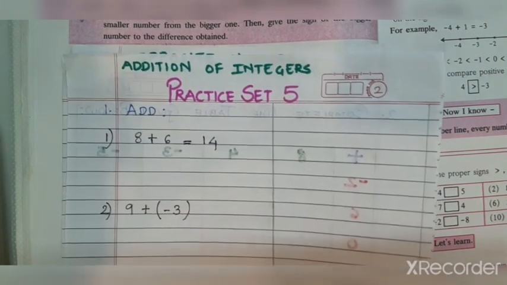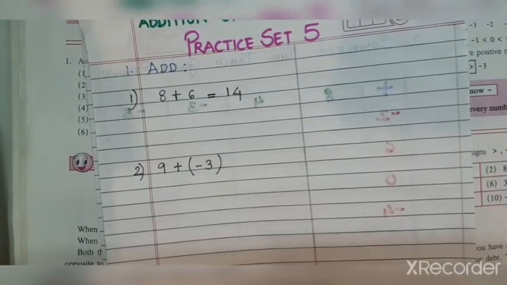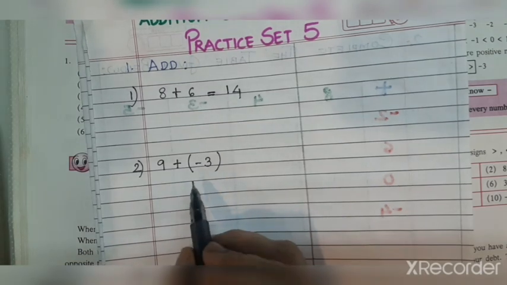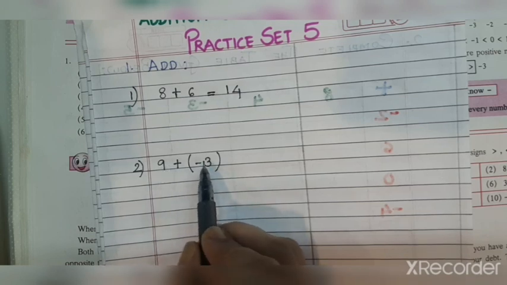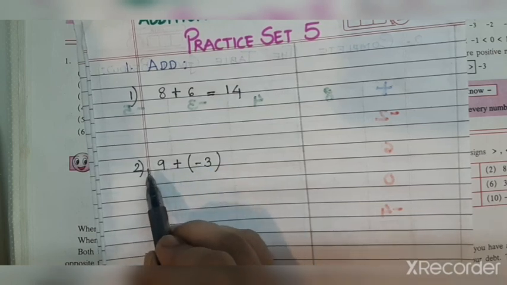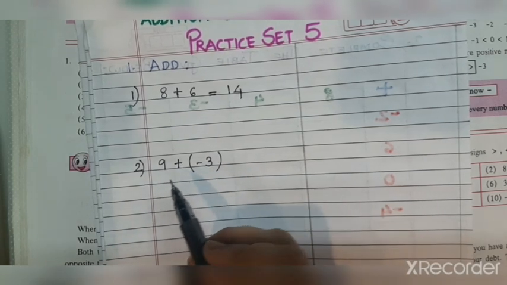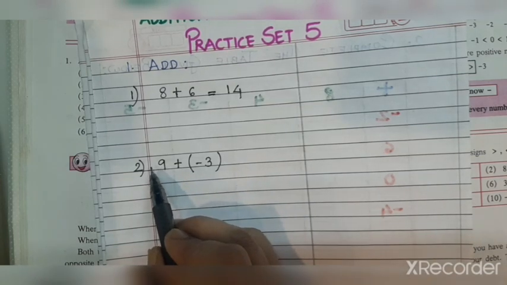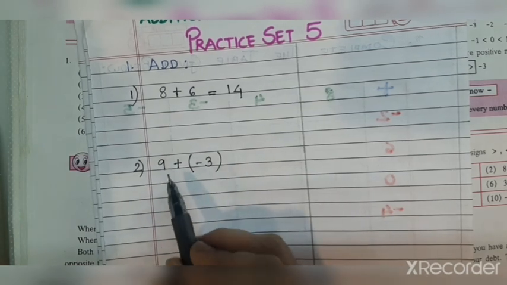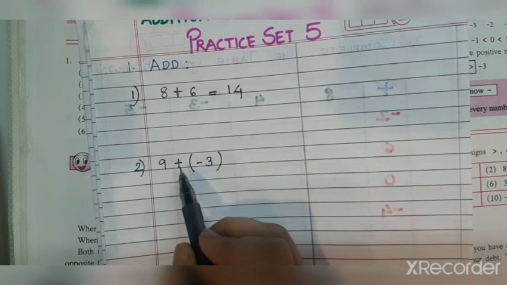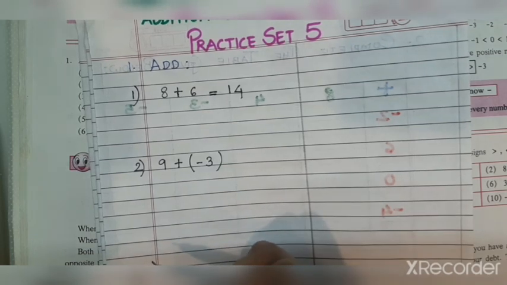Now, after solving this first sum, the second one. Just look at the sum. It is the addition of 9 and negative 3. 9 is positive. As I have told you in the earlier video, for positive integers, even if we don't put the positive sign, it is understood that it is a positive integer. So this is the sum with an addition of a positive integer and a negative integer.